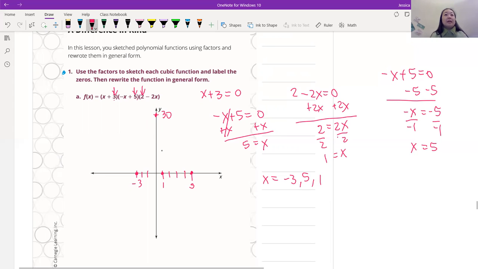Okay, and then what do we do? Well, we know the only 3 places it can cross the x-axis is here. It will never cross anywhere else. So if I start from up here, I'm not going to be able to come back up to meet this 30, right? It's not going to happen for me. So what I'm going to do, I'm going to have to start from down here, go up here to 30.